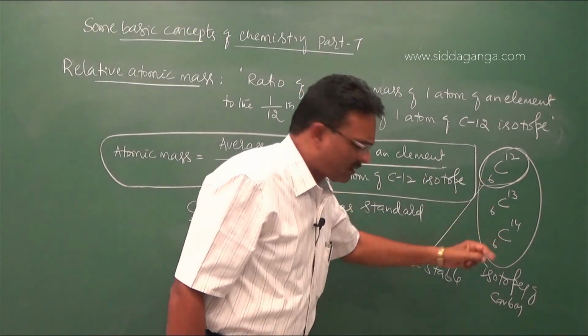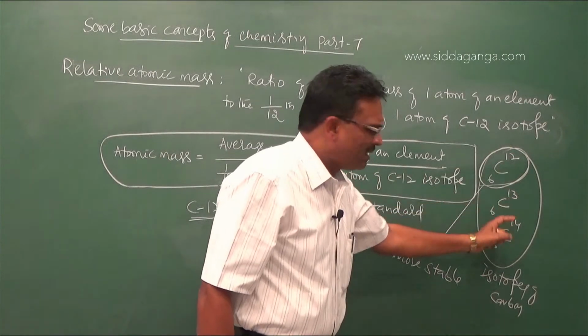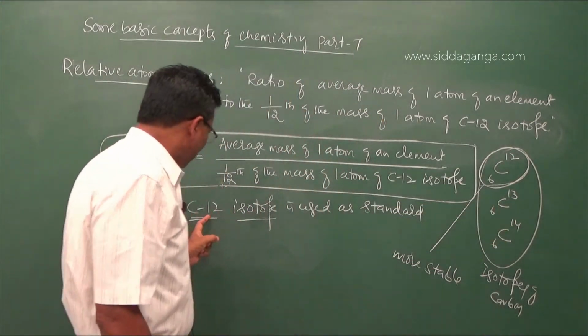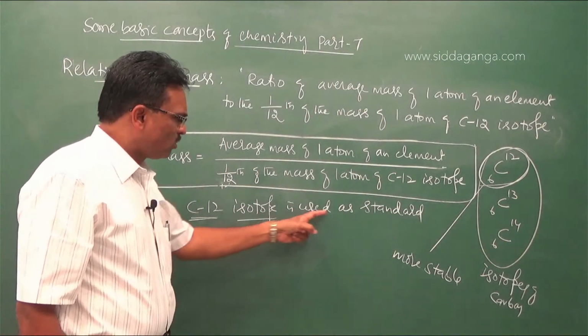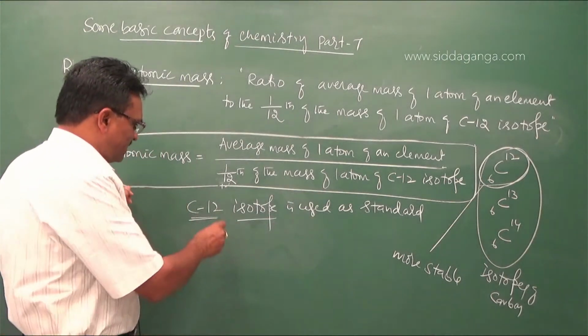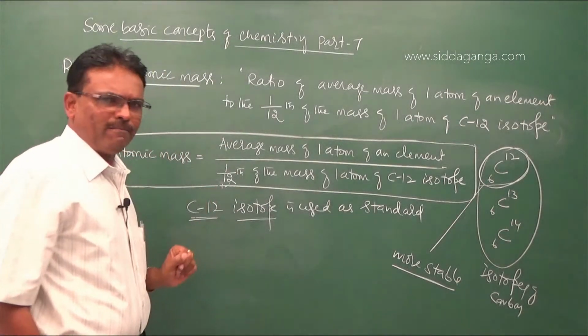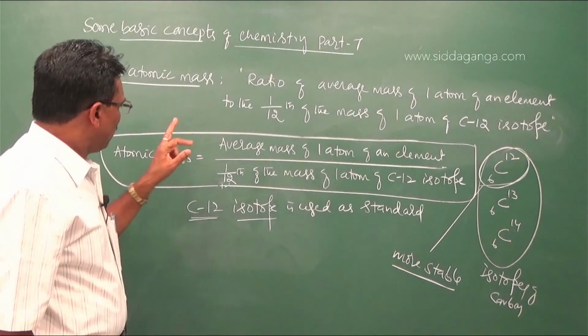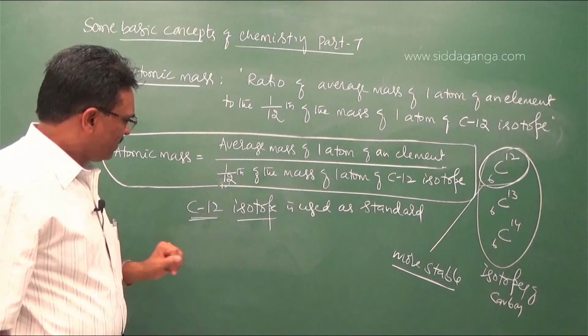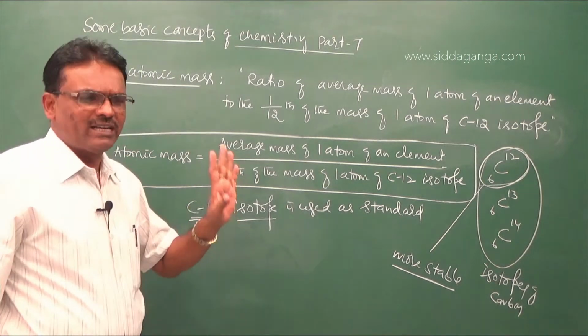Same atomic number but different mass number. So carbon 12 is one of the isotopes of carbon. Since it is the more stable isotopic form of carbon, for this reason, while determining the atomic mass, the carbon 12 isotope is used as the standard.